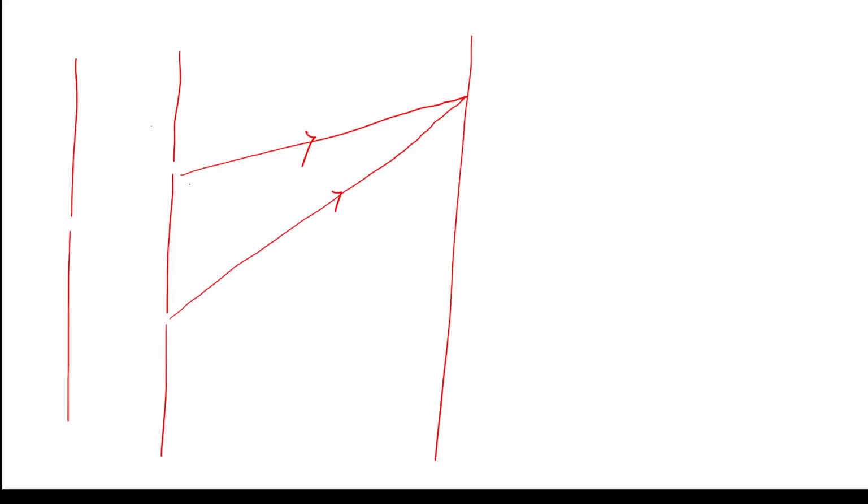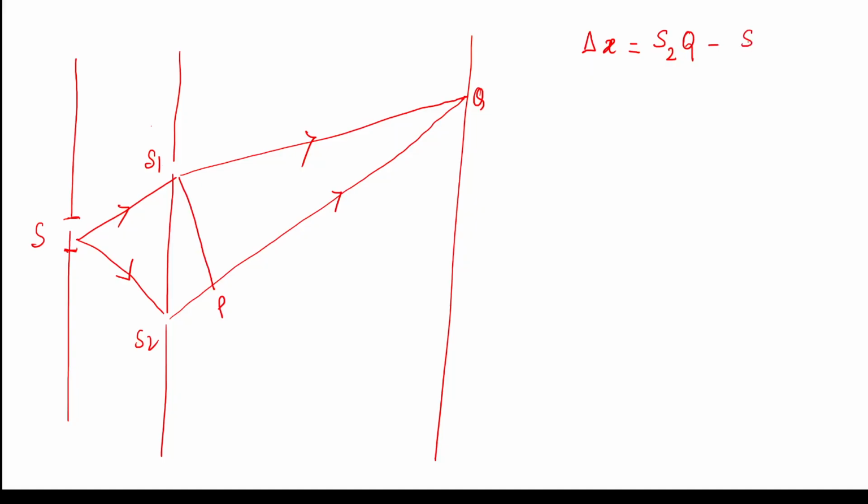So if you're assuming the source exactly at the center, S, which is producing S1 and S2, there's no path difference here and here. So here the path difference is 0. They have both traveled the same path. Now here, I'm just going to draw a perpendicular P. Now my path difference is nothing but S2Q minus S1Q, which is nearly equal to S2P. So my path difference is this between the two waves.